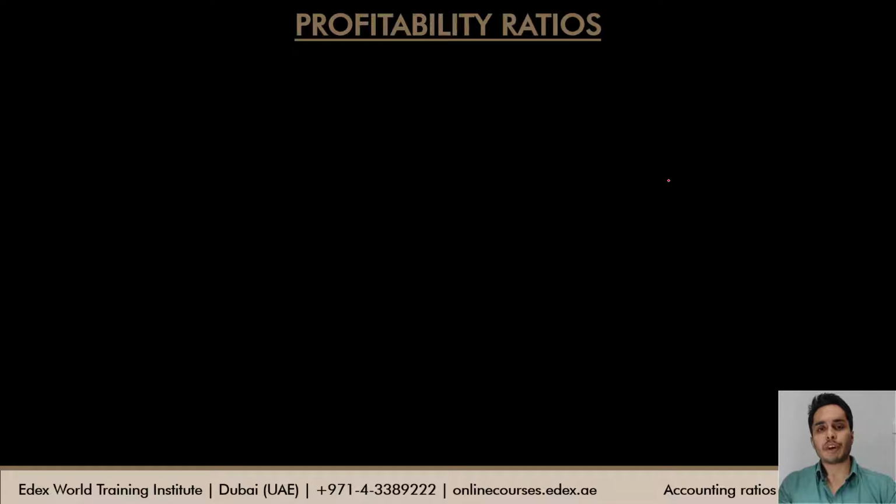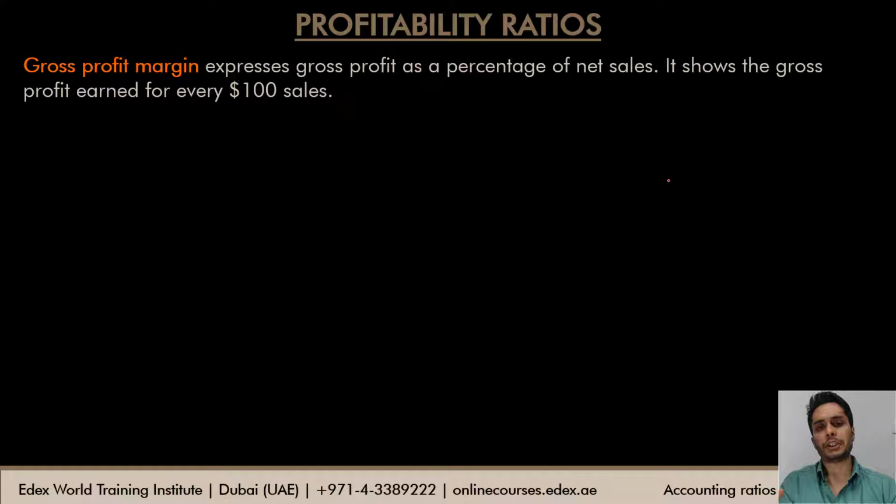Starting with our first set of ratios, profitability ratios. Now, these set of ratios help you determine how profitable the business is when compared to any other firm, or when compared to any previous period of the same business, how profitable the current period is. Under the profitability ratios, our first ratio is the gross profit margin.